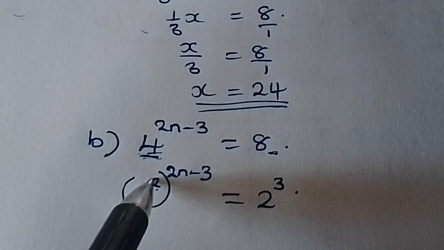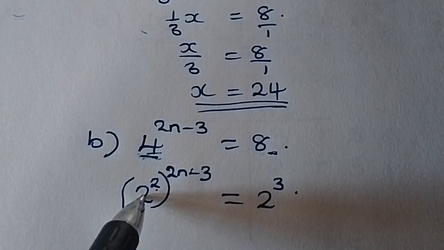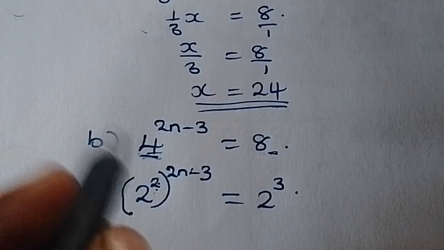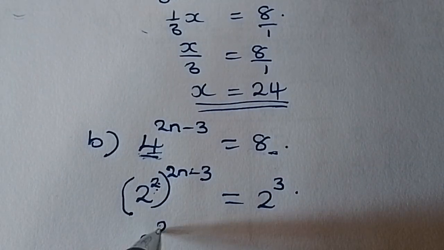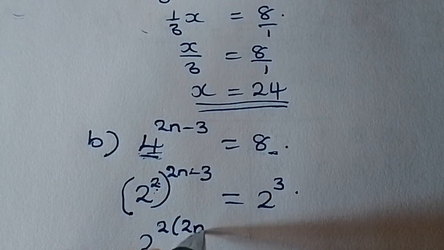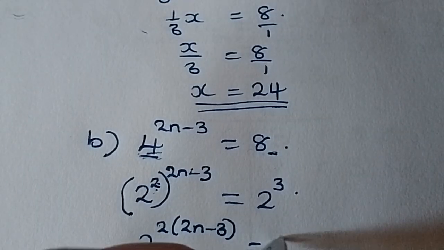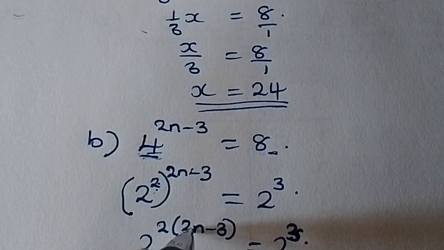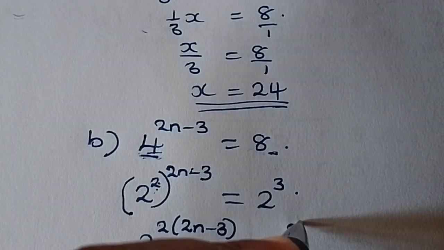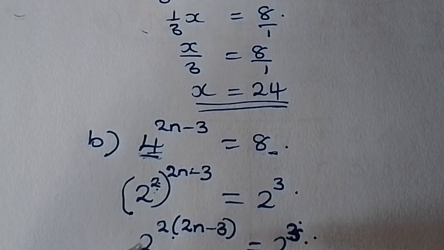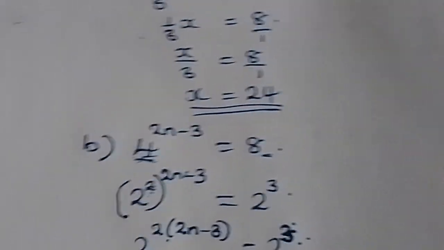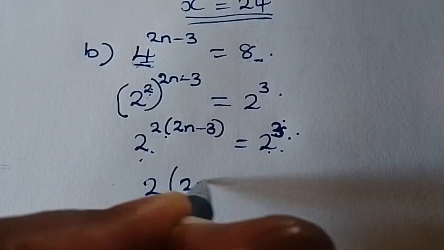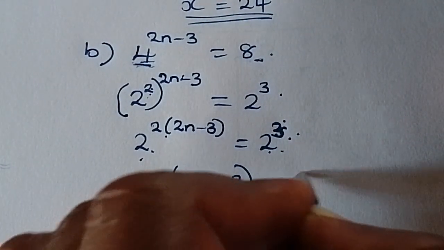Then this is the product of indices. We have raised 2 to the power 2 and to the power of something else, so we multiply the powers. We now have 2 to the power 2 multiplied by 2n minus 3 is equal to 2 to the power 3. If 2 to the power this is equal to 2 to the power this, then this is equal to this, since the bases are equal. So we now have 2 times 2n minus 3 is equal to 3.